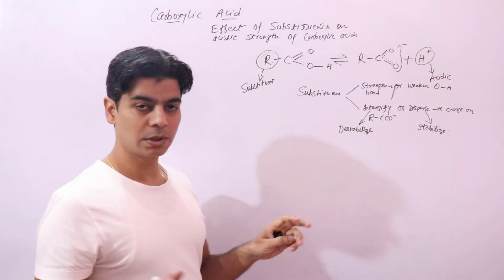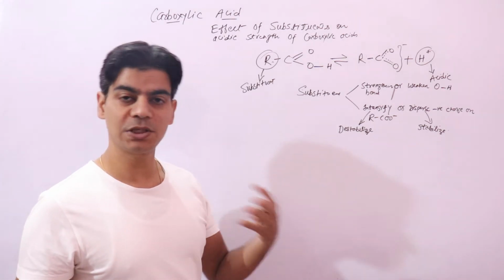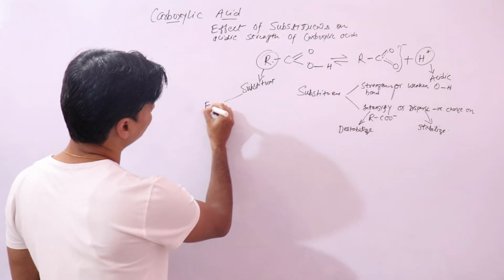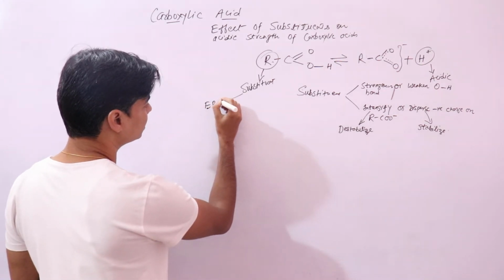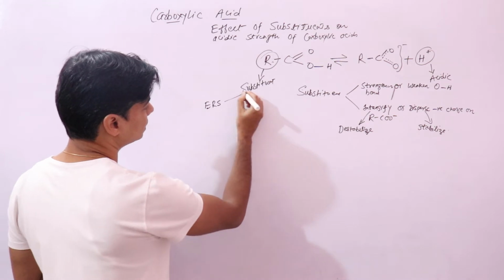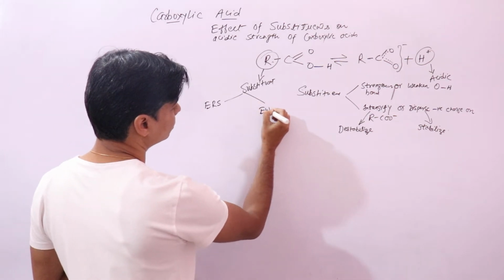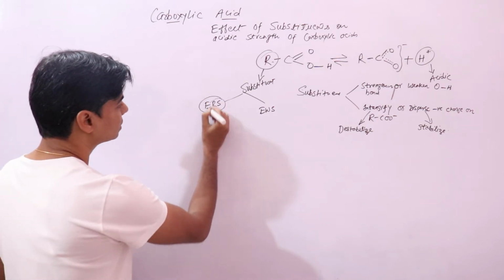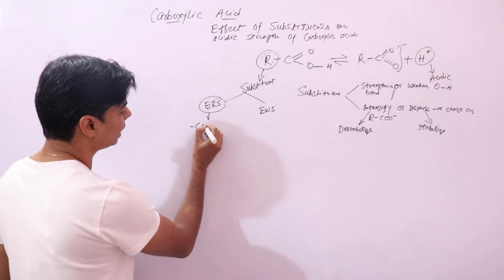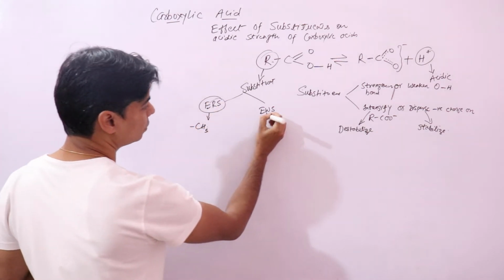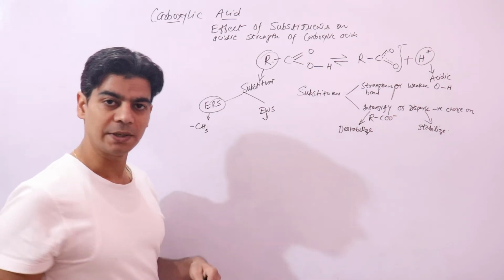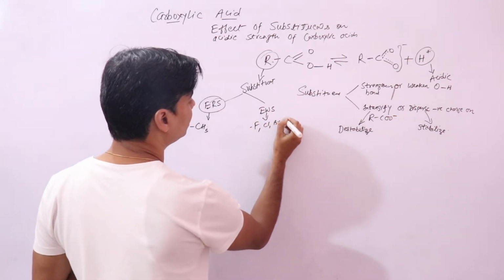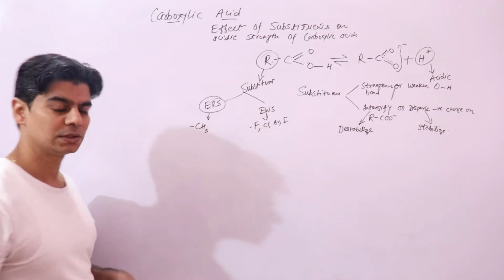Let's first talk about electronic substituents. They are of two types, right? First is electron releasing substituents, and the second is electron withdrawing substituents. For electron releasing substituents, let's take the example of the methyl group. And electron withdrawing substituents are halogen atoms like fluorine, chlorine, bromine, iodine. All these are substituents, right?